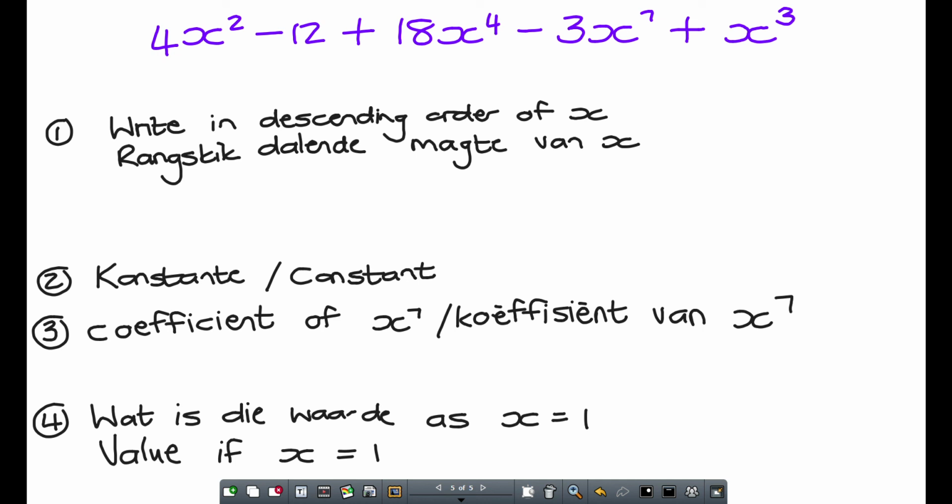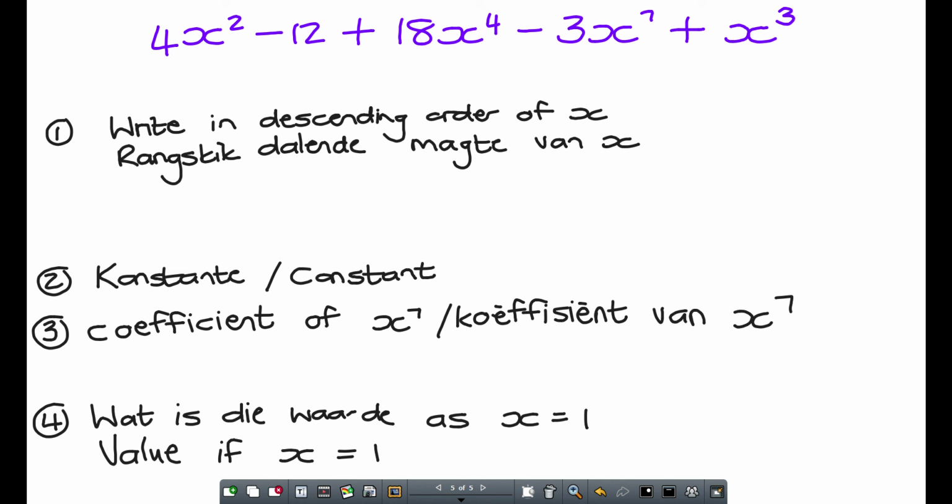Ek gaan gou so lank nommer 1, 2 en 3 merk, né? Rangskik in dalende magte. Dalend, as die vliegtuig daal, dan gaan hy mos van hoog bo in die lug uit daal af grond toe, né? So hy gaan van groot na klein. Okay? Right, so dalende magte van X, descending, think about an airplane. If it's descending, it's going from high up in the air down to the ground. So jy soek van groot na klein.